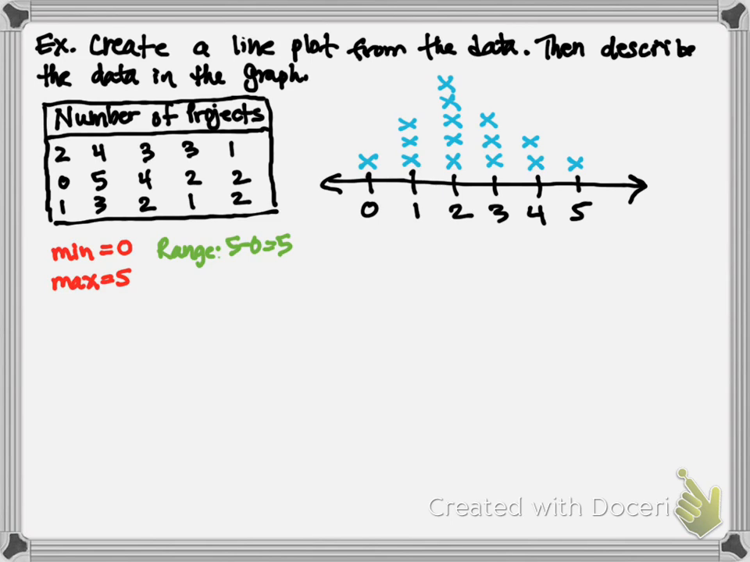Okay? So what I'm going to do is talk about what I see from the data set. Well, I can count up 1, 2, 3, 4, 5, 6, 7, 8, 9, 10, 11, 12, 13, 14, 15. So there are 15 members who shared data.